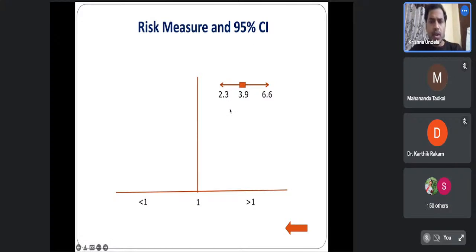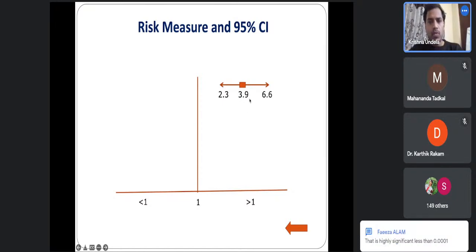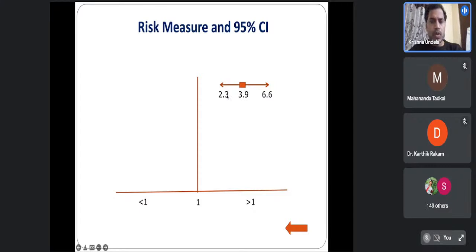What happened here? That means we are 95% sure that the value will always be more than 1, because the interval is not crossing 1. The lower limit is not going below 1. All the time we are 95% sure that the value will be more than 1, because it will be between 2.3 and 6.6. In that case, we can say that whatever value we got here is statistically significant. Why? Because this value is more than 1, the lower limit is also more than 1, and the upper limit is also more than 1. All the time the value will be more than 1, so we can say the value is statistically significant.